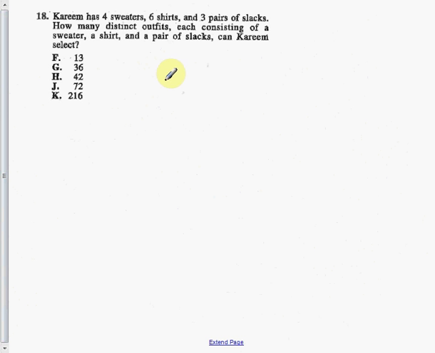So here's what you have. You got the sweaters, you got the shirts, you got the pair of slacks. So if I'm selecting, because it says here that you got to always have a sweater, shirt, and slacks. So for the sweaters, I have 4 choices. I pick one, but I have 1 out of 4. Here I have 6 shirts. Then here I have 3 pairs of slacks. And the total number of distinct outfits that I have is the multiplication of all 3.